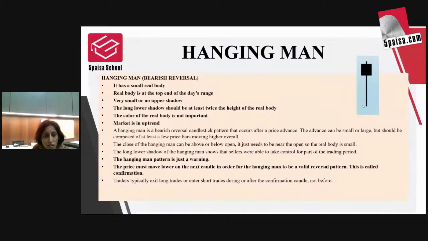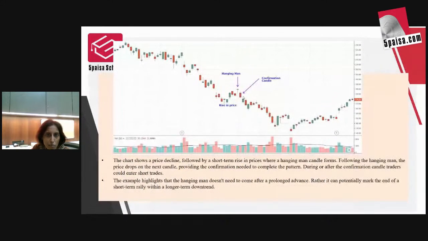Only once you get the confirmation, after you see this hanging man, you see what the candlestick chart pattern is the very next day, and accordingly you exit long trades or you enter the short trades after the confirmation is made by the candle in the next session or in the following session. So this is an example, a chart reflecting a hanging man.